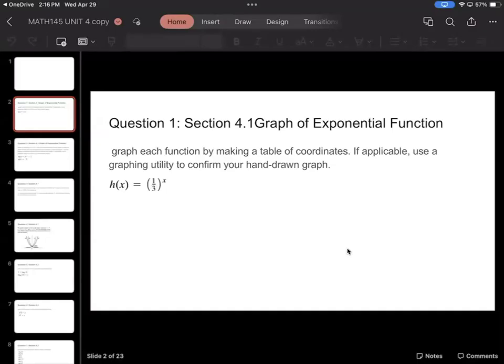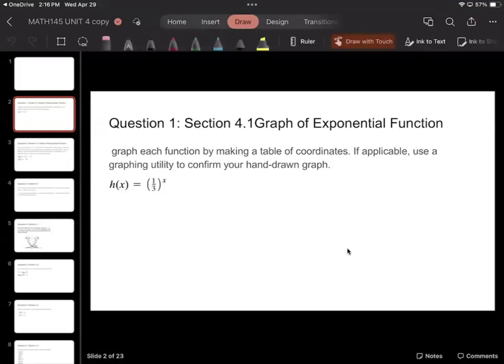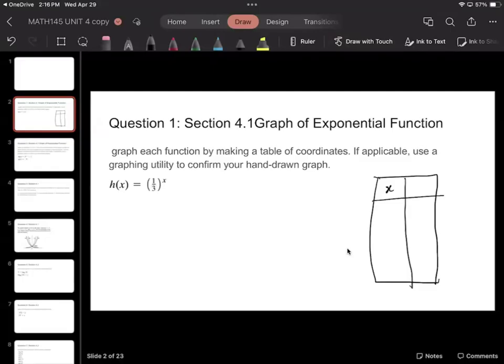In the first question, we are asked to graph by making a table of coordinates. If applicable, use a graphing utility. So when you make a table, this is what you do. Here, you know that the domain of an exponential function is all real numbers. So that means you can use any x value.